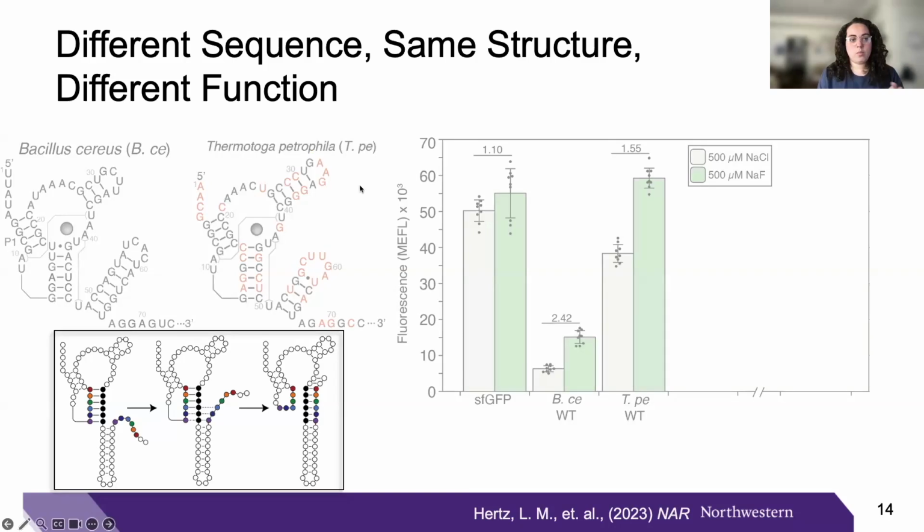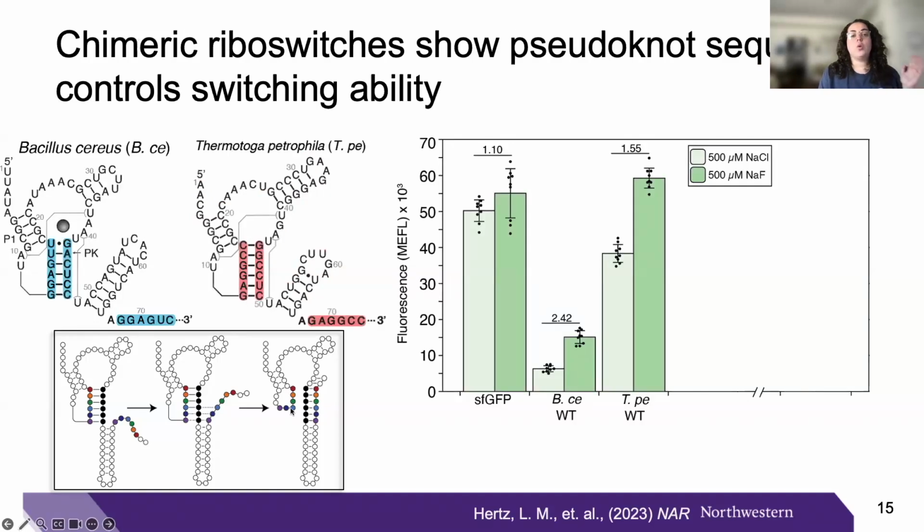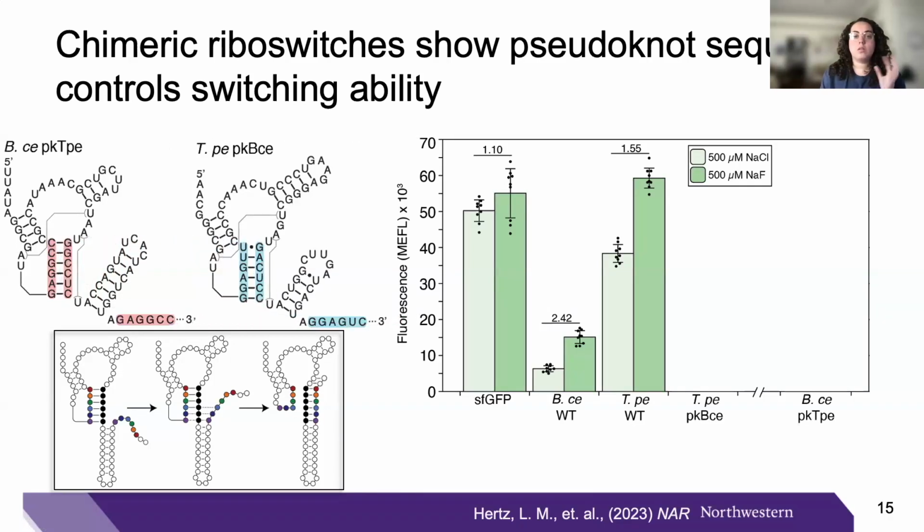So to again center ourselves, the central hypothesis of this project was that there was a structural rearrangement going on through the pseudoknot that was impacting the ability of the riboswitch to turn on or stay on. In order to use these two fluoride riboswitch variants to test this hypothesis, we simply took the pseudoknot in its overlapping sequence and switched them between the two riboswitches to make these chimeric variants.